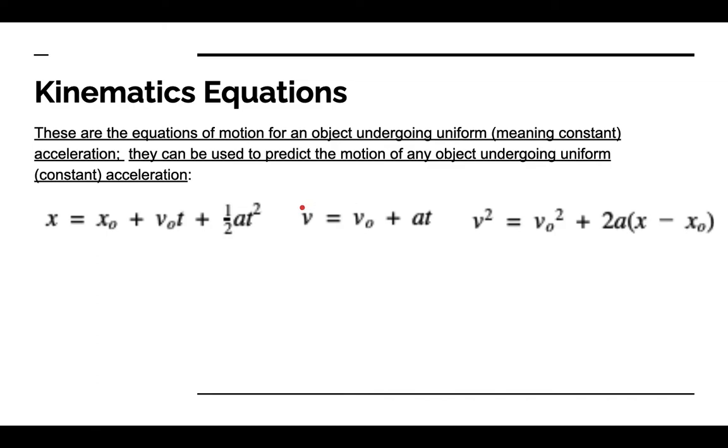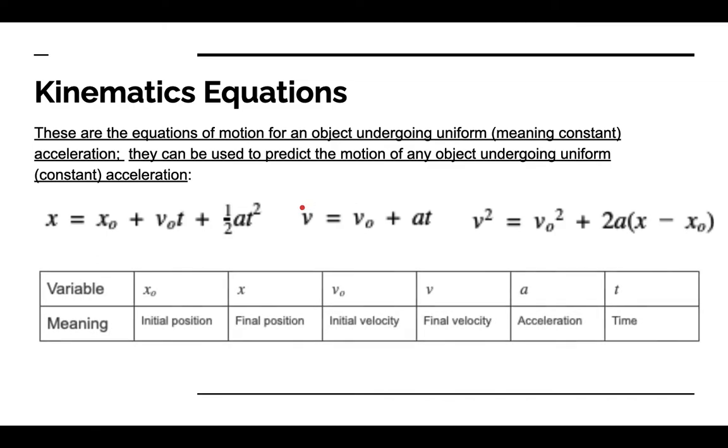So let's go over what each of these variables mean prior to reviewing the equations. So x naught, the little zero subscript is what we call a naught, indicates initial position. X indicates our final position, while v naught indicates our initial velocity, v indicates our final velocity, a is our acceleration, and t is our time. So thus these equations read that the final position of an object is equal to the initial position plus the initial velocity times time plus 1/2 times the acceleration times time squared. The time squared part, the acceleration here is not squared, it's only the time that is squared.